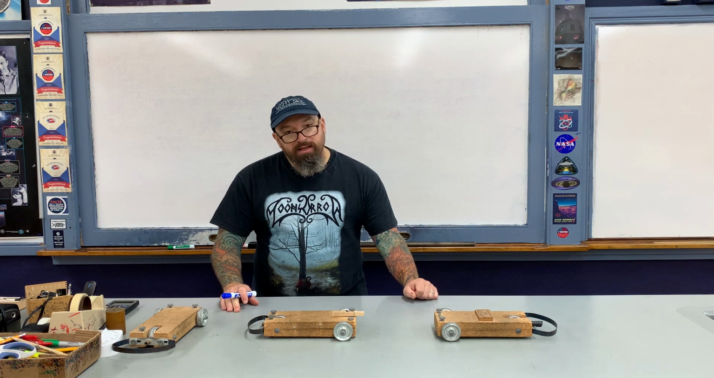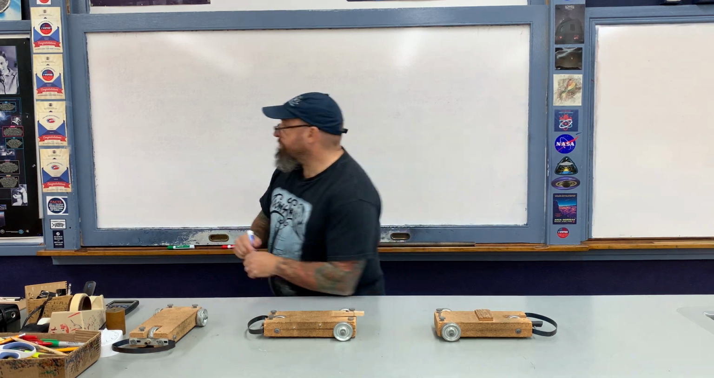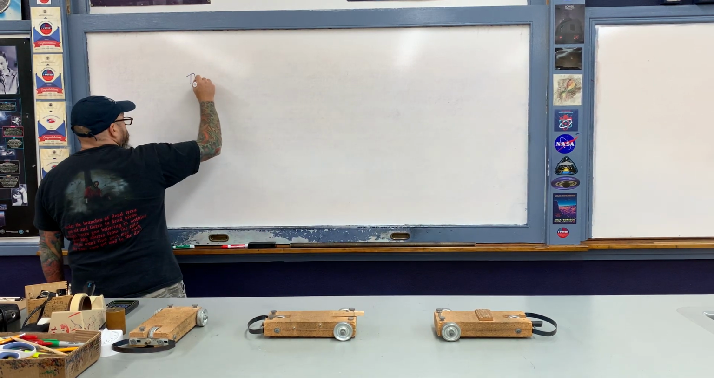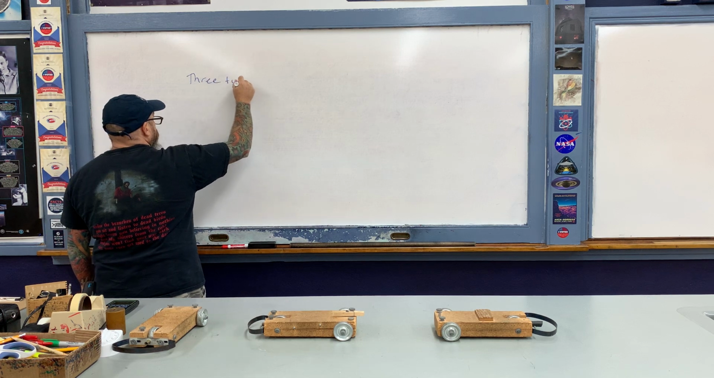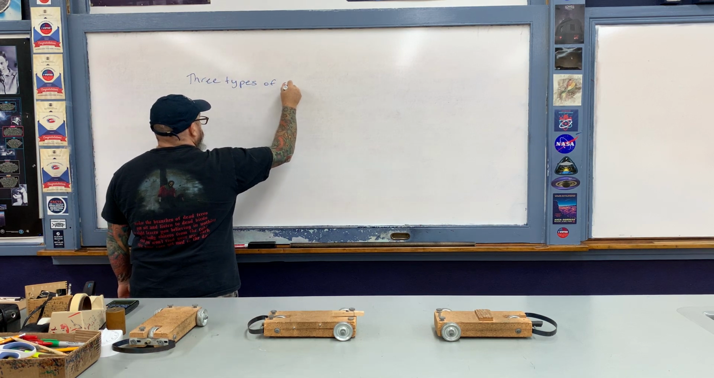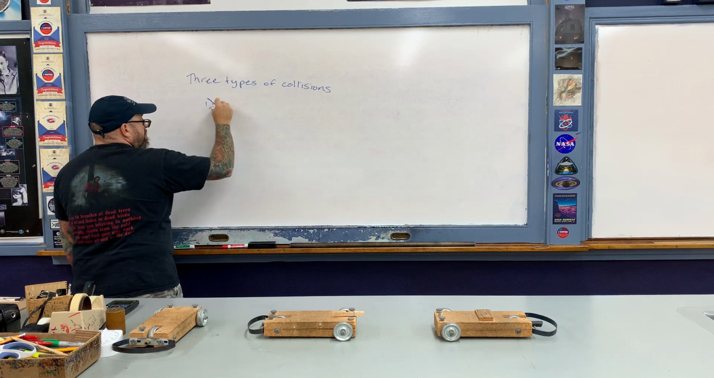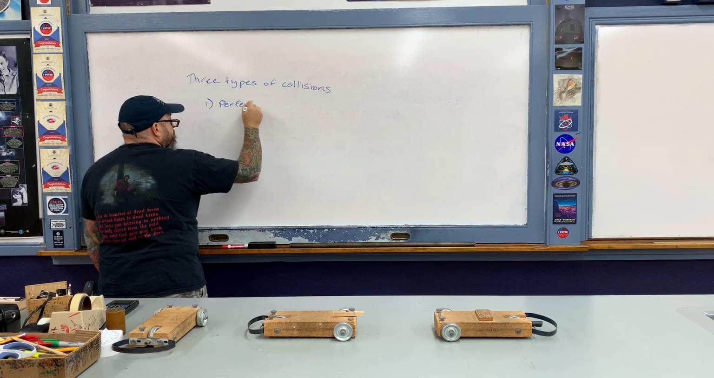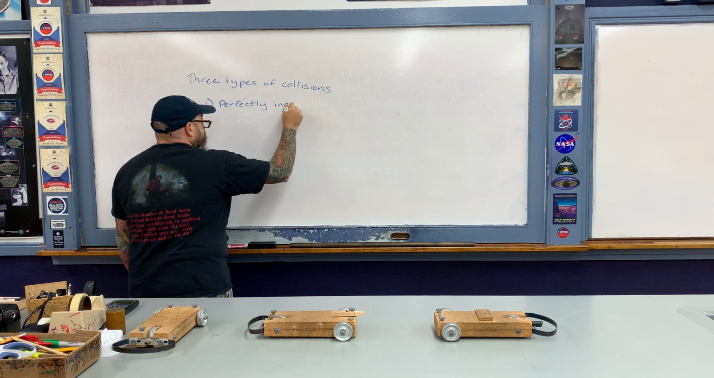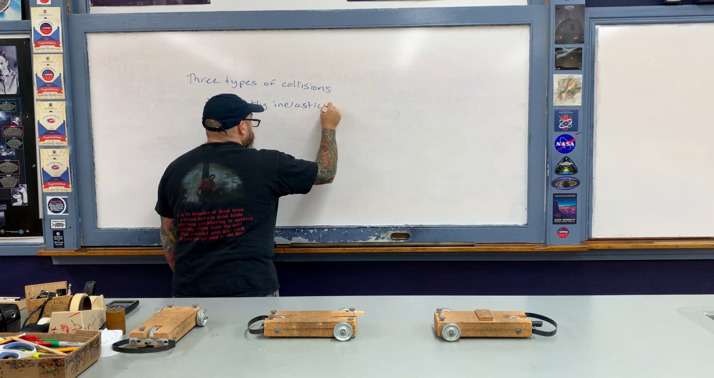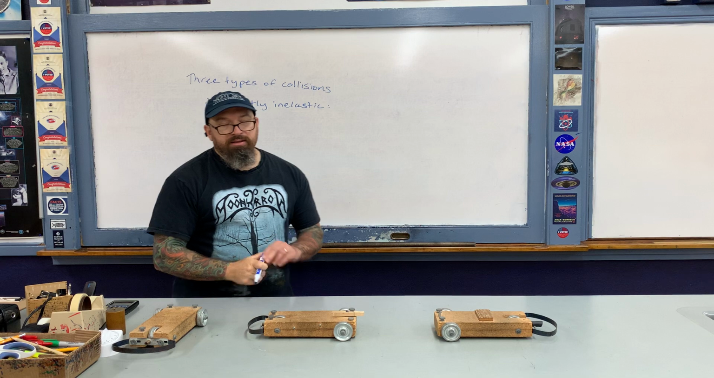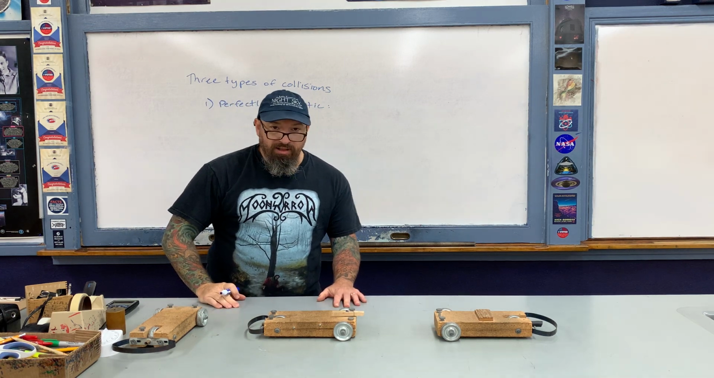In physics, we recognize that there are three types of collisions. And the first type is called perfectly inelastic. In a perfectly inelastic collision, the objects stick together after the collision.